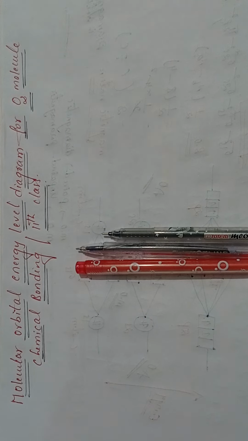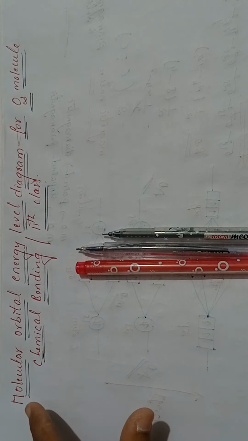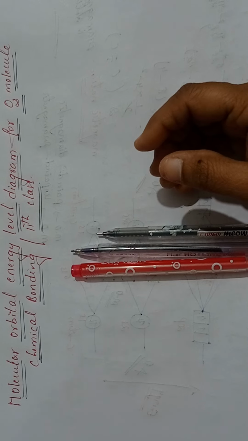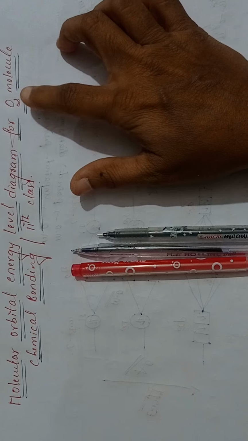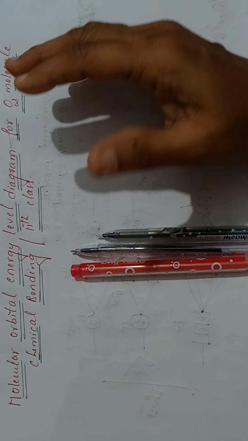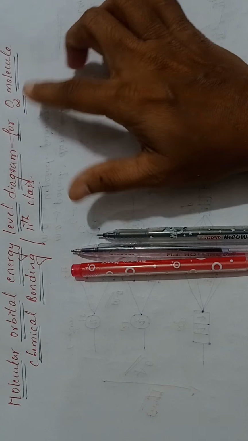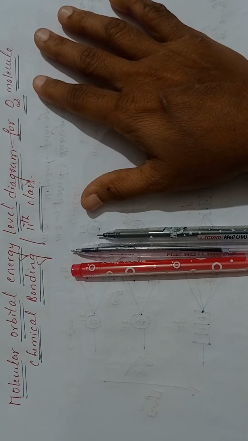In today's section I am going to discuss the molecular orbital energy level diagram for the O2 molecule. Now we are going to discuss the O2 molecule, students. What is the electronic configuration of O2 molecule? What is the bond order? What is the magnetic nature? That is all I am going to discuss.